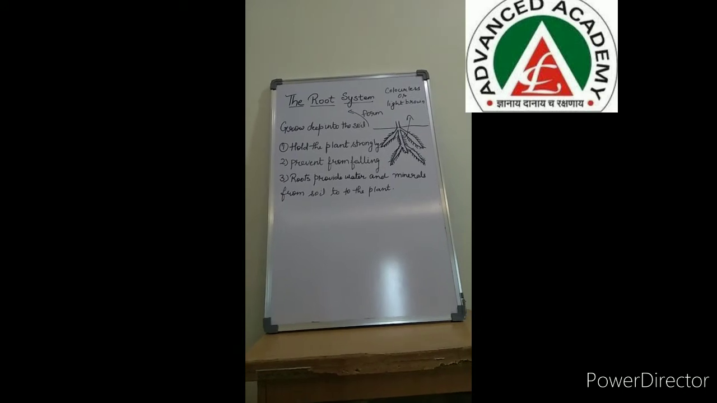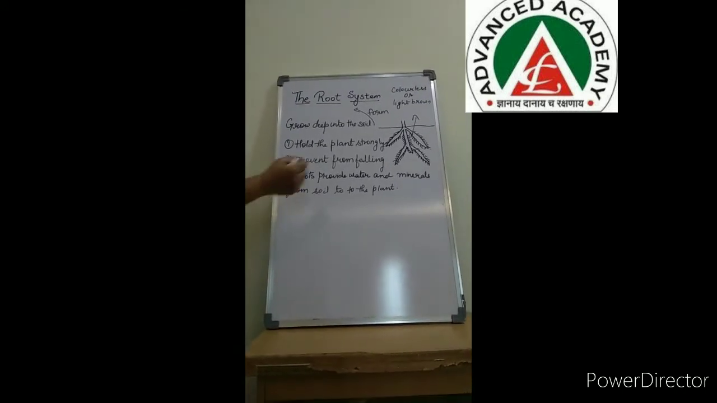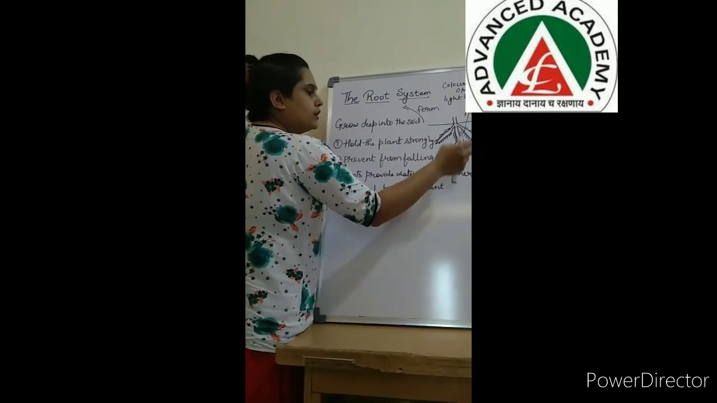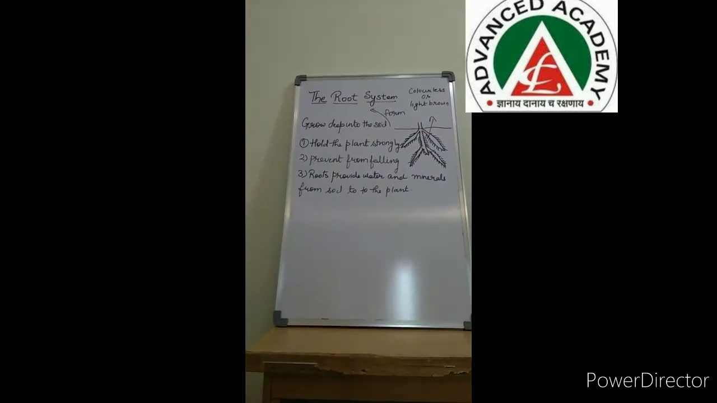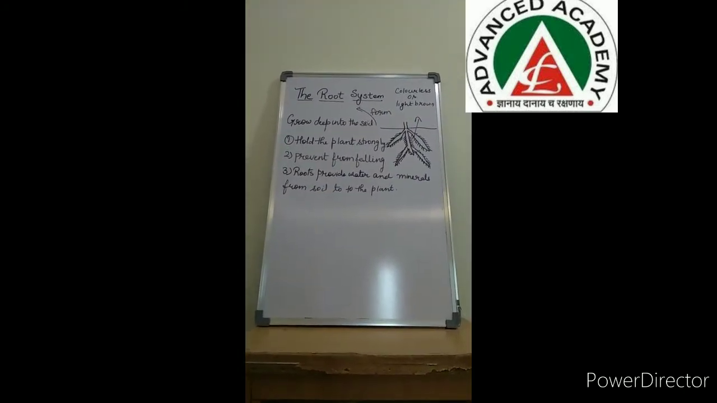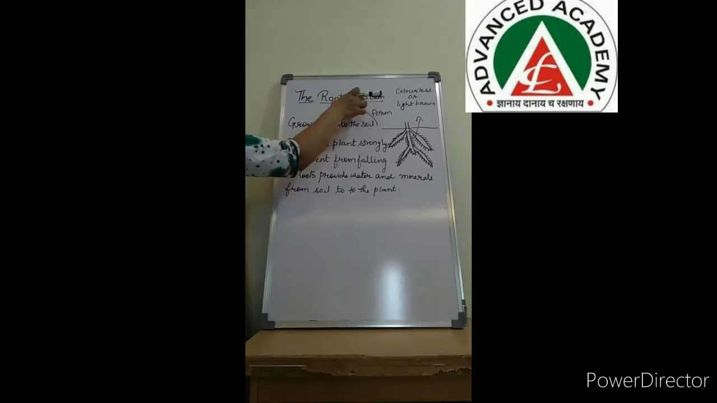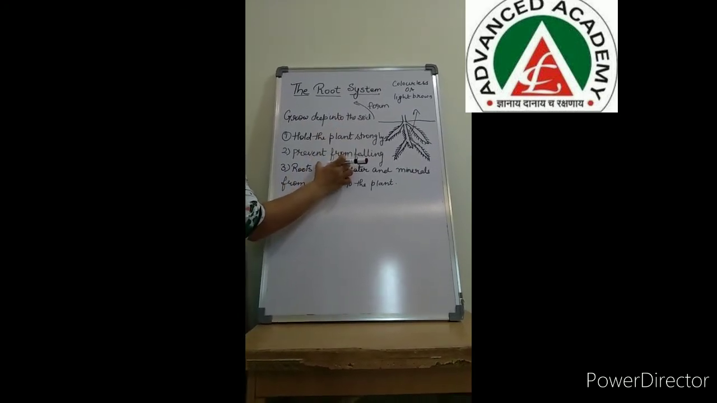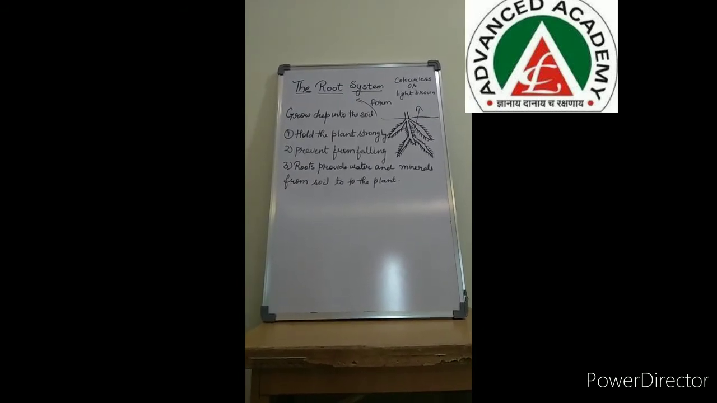Today we are going to learn mainly about roots. You can all see the picture here. Roots are always under the ground. The color of a root can be light brown or it can be colorless. So the first important thing is that roots grow deep into the soil and form the root system. They hold the plant strongly, prevent it from falling, and also provide water and minerals from the soil to the plants.